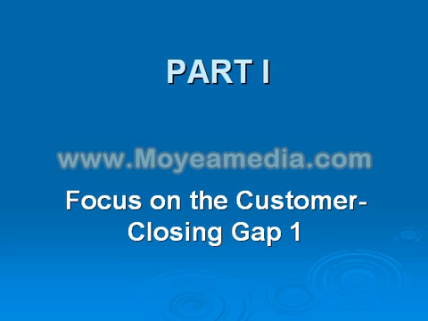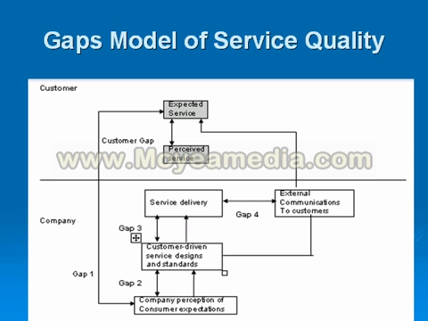Part 1. Focus on the customer. Closing gap 1. Quality of services is analyzed using the GAPS model of service quality. The GAPS model of service quality has two aspects: the customer gap and the provider or the company gap.